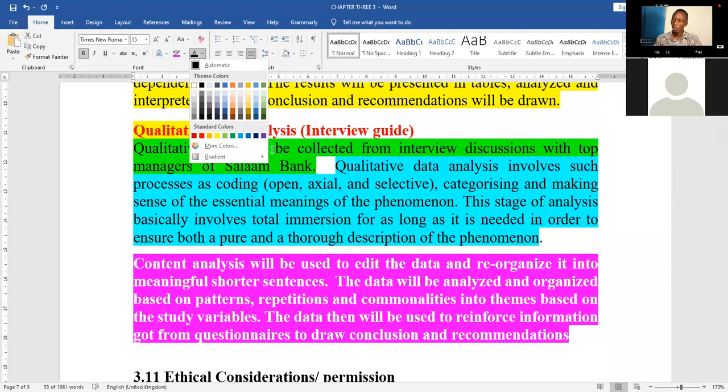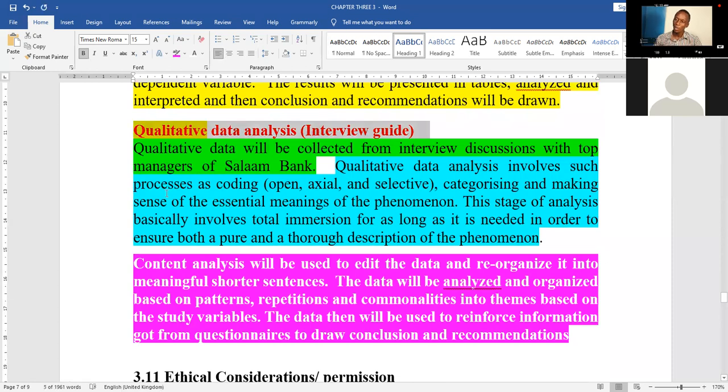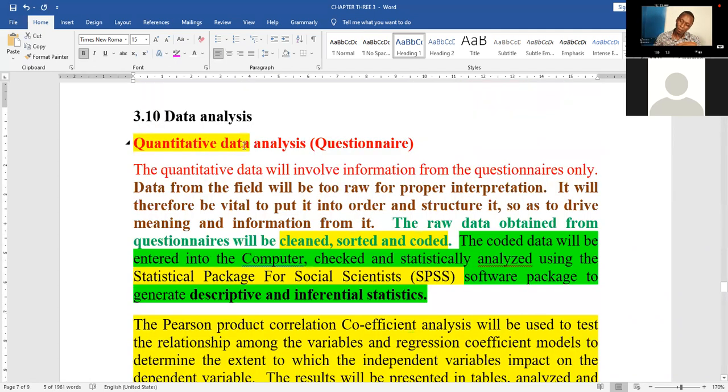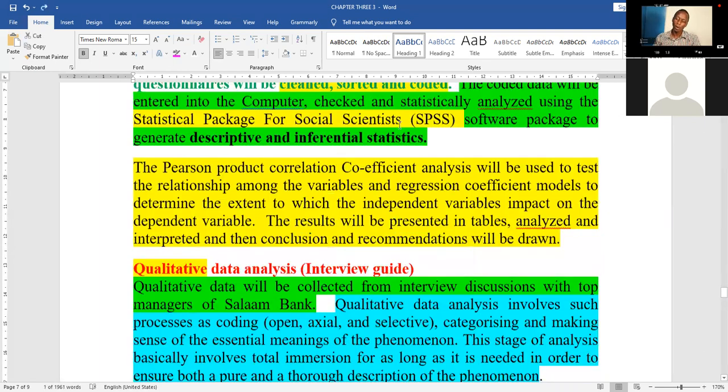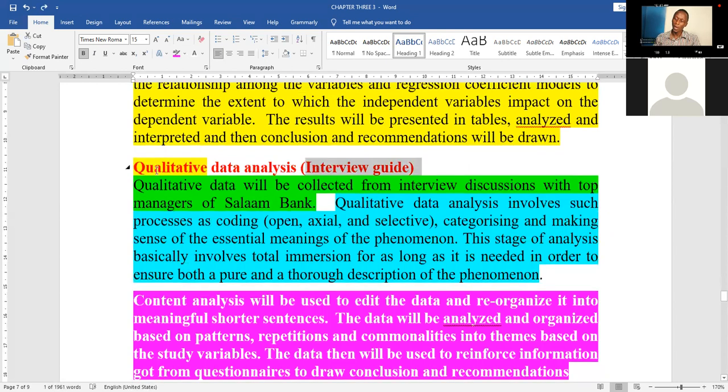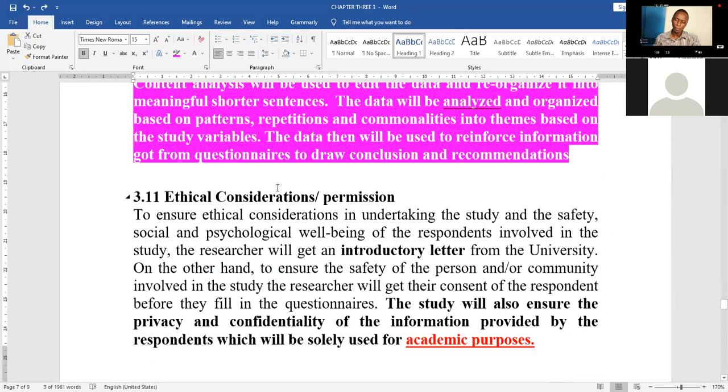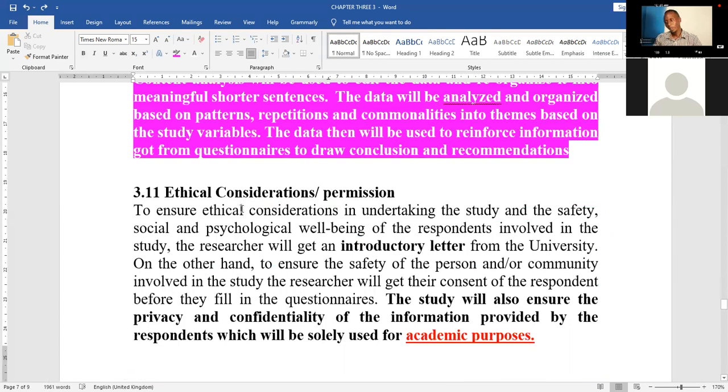So you should not get confused about what all this is. This is what we call qualitative data analysis, how you're supposed to analyze data, and how you're supposed to analyze quantitative data. I've already told you that qualitative is data coming from the interview guide, whereas quantitative is data coming from questionnaires. These things that I put in brackets are not supposed to be there, I'm just illustrating them for you. What you're supposed to put is only this. Any other question? If there is something that you've not understood, please ask me.